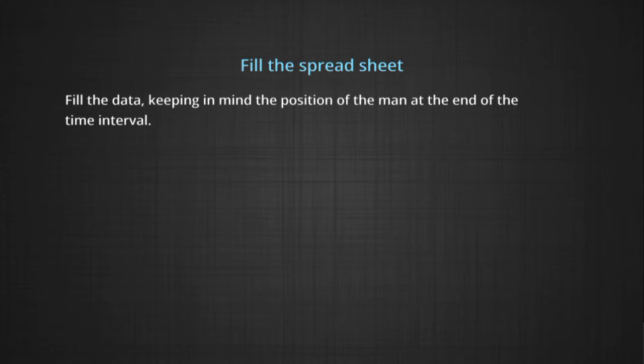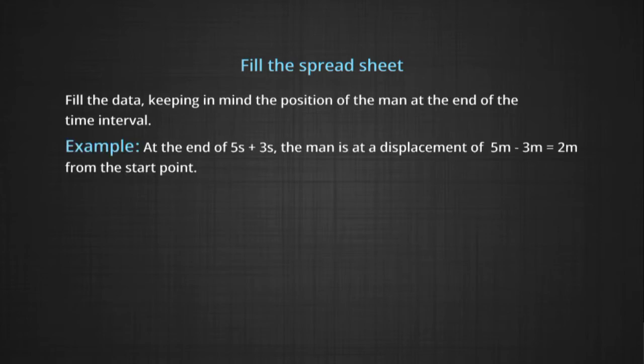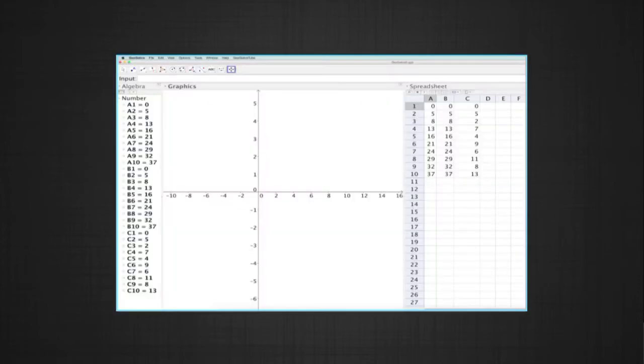So you fill the data keeping in mind the position of the man at the end of the time interval. Example, at the end of 5 seconds plus 3 seconds, the man is at a displacement of 5 meters minus 3 meters equal to 2 meters from start. So our spreadsheet will look like this. In the first column, the time will go 0, 5, 8, 13.